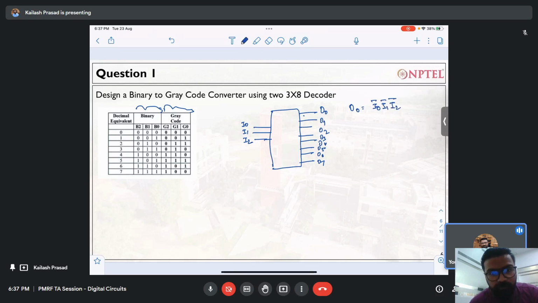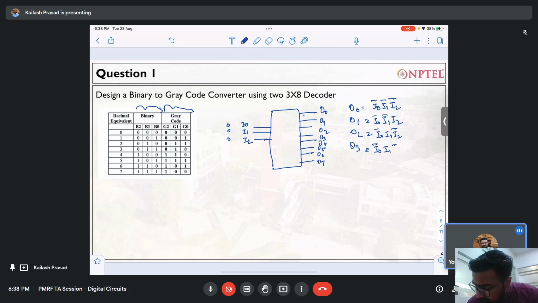So O0 will be 1 if the input pattern provided is 0 0 0, right? So if you provide 0 0 0 in all of these three, it will be 0 0 0, and 0 bar 0 bar 0 bar will be 1, right? Similarly, you can write O1 equal to I0 bar, I1 bar, I2, right? O2 equal to I0 bar, I1, I2 bar. Okay, so O3 equal to I0 bar, I1, I2.